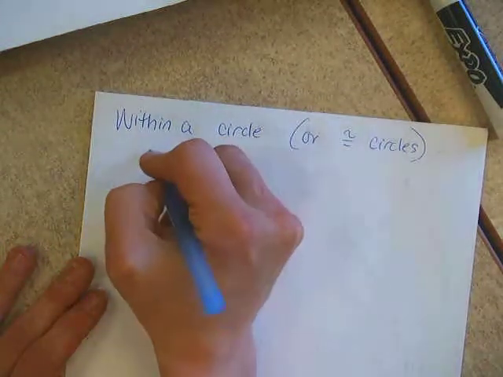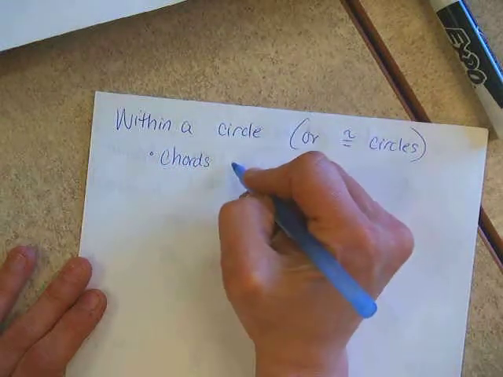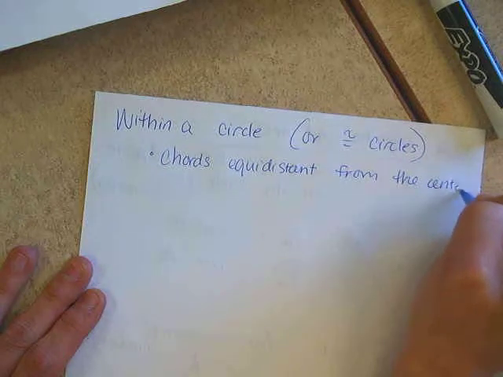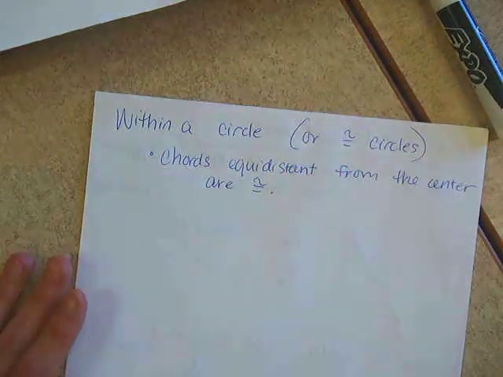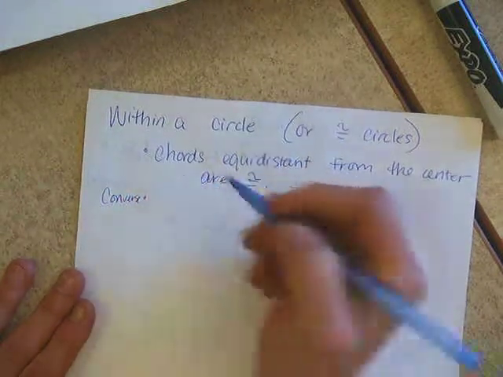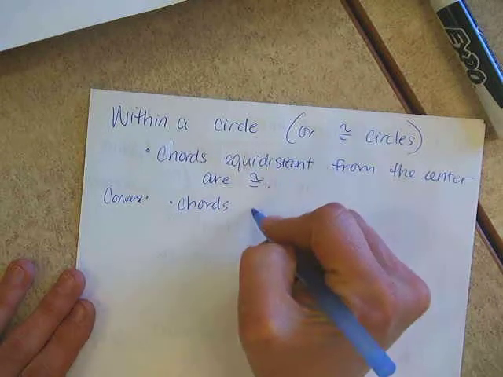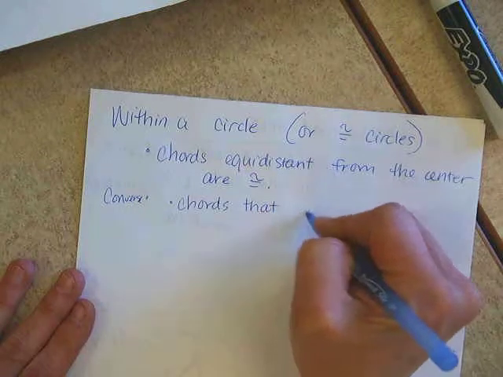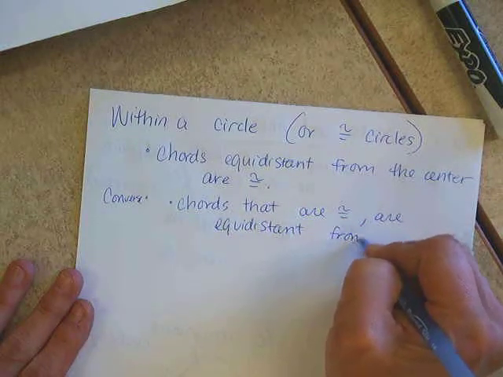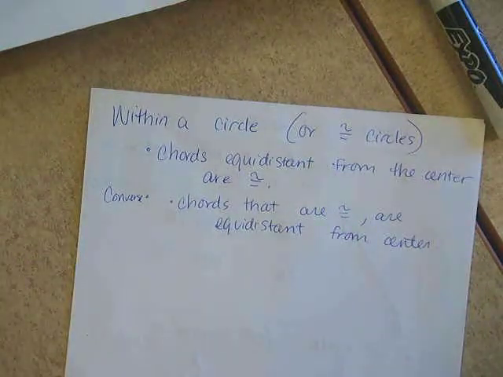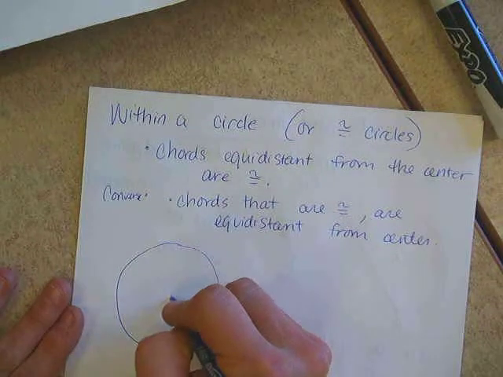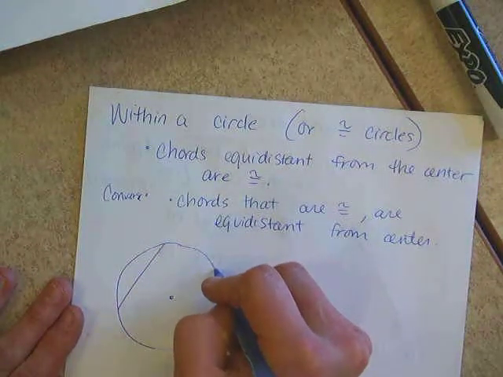Within a circle, or congruent circles, chords that are equidistant from the center are congruent. The converse works as well. Chords that are congruent are equidistant from the center. So it works both ways. All right. Makes more sense when you see the diagram what specifically you're looking for.